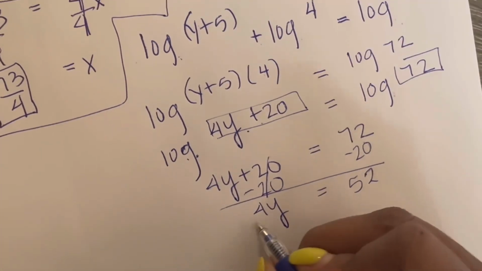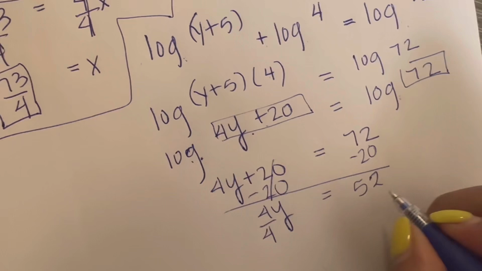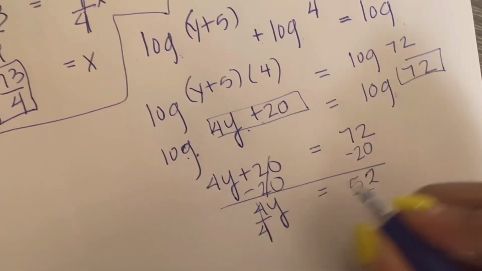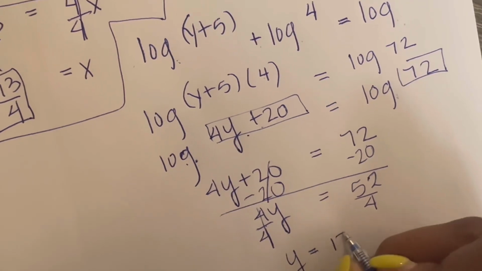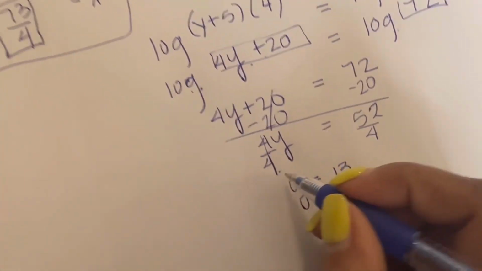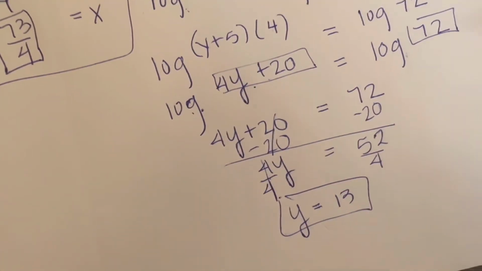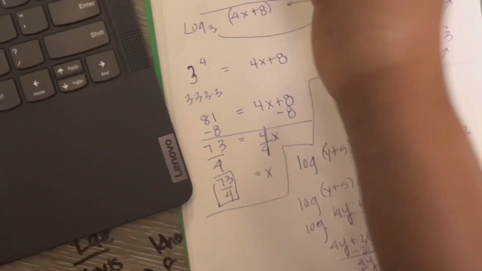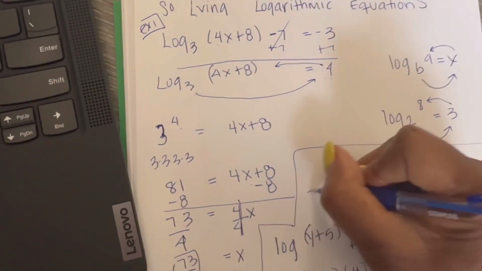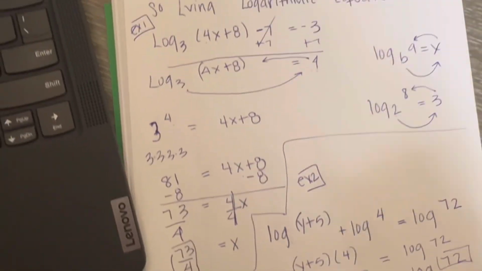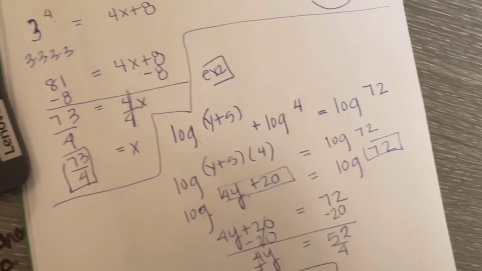4y equals 52. How do you solve for y? Divide by 4 on both sides. 52 divided by 4 is 13. So y equals 13. That's another example. So make sure you have these examples in your notebook, example 1, and then example 2. Let's try another example.